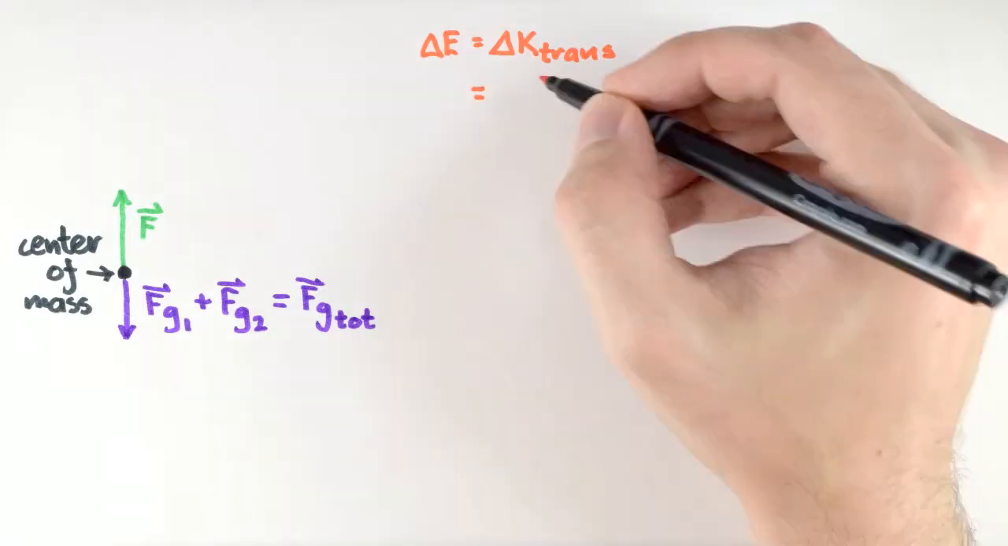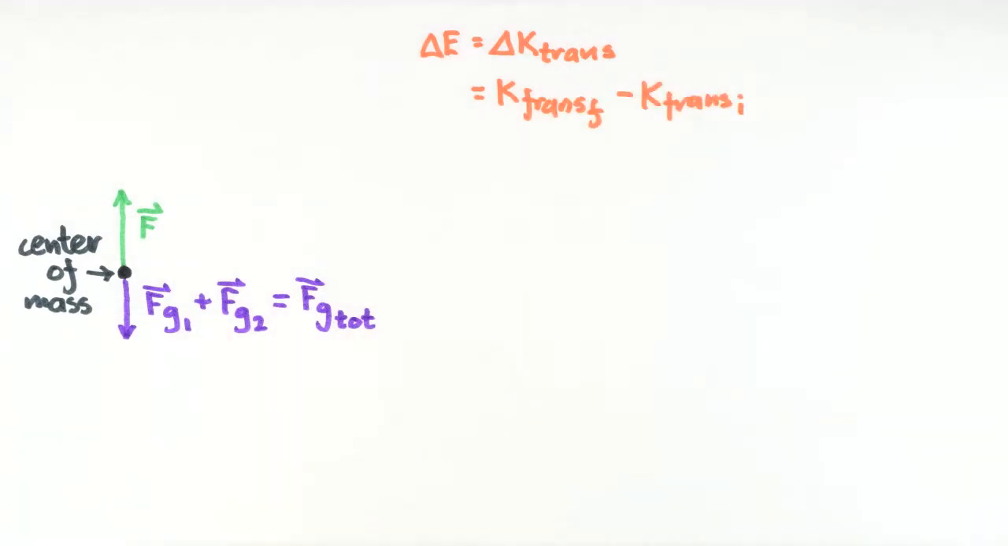Now, delta K trans is K trans final minus K trans initial. However, since the system is initially at rest, the initial translational kinetic energy is 0. So, the change in translational kinetic energy is just equal to the final translational kinetic energy, which is one of the quantities we want to solve for.